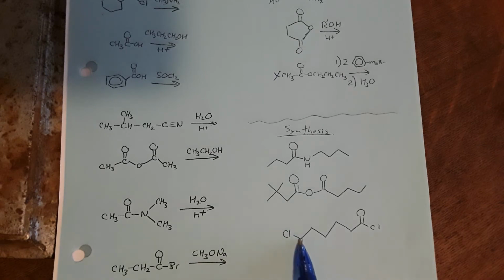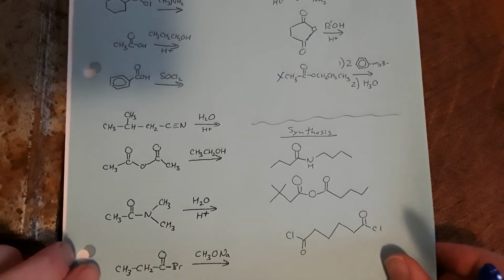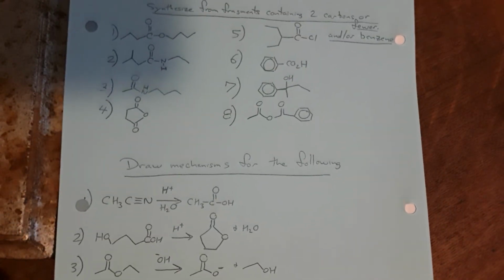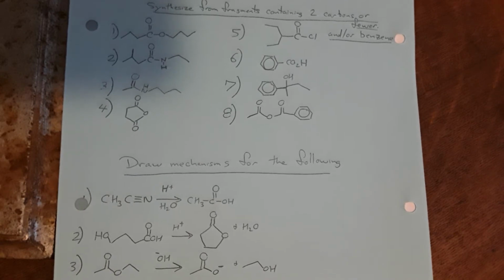On this one, it's symmetrical. You have the same functional group on each end, and so you can make this from the dicarboxylic acid, which you can make from a di-Grignard. So that's good practice there. Then if we flip the sheet over, there are some more synthesis practice ones on the top.